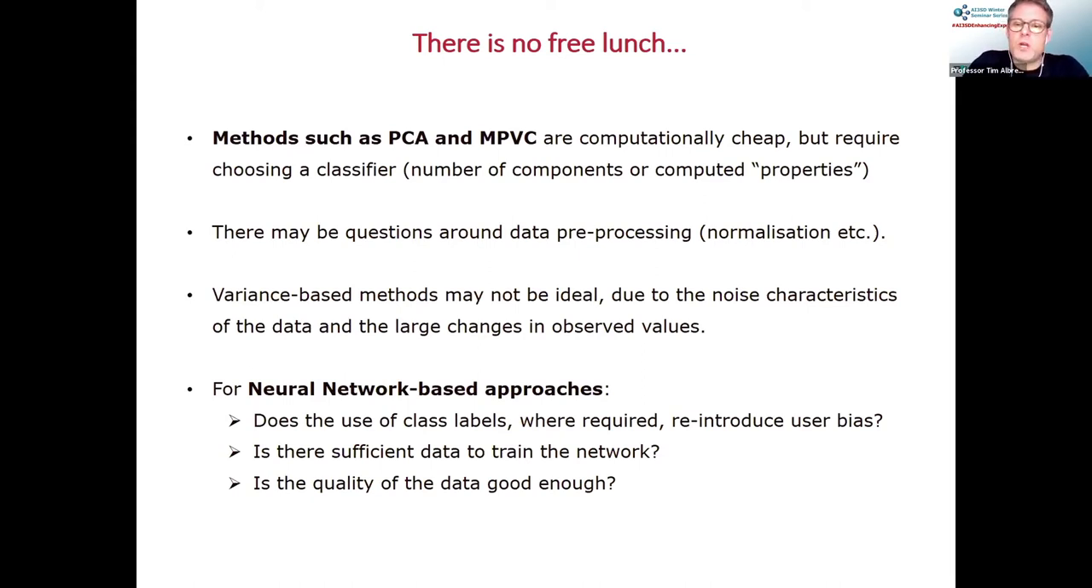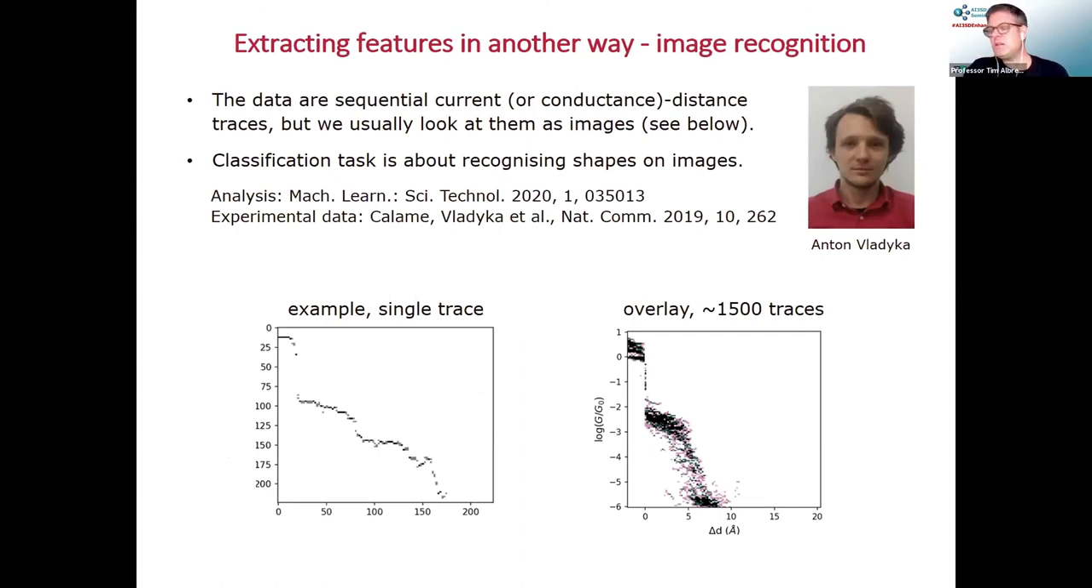Okay. And what I'm going to talk about now is essentially an idea that a former coworker of mine, Anton Vladika, developed. And it's basically around using image recognition. Because normally we think of our data in a sequential way, either current or conductance distance data. But when we look at them, we actually look at images. This is a single example trace, on a logarithmic scale in the original data set. And then this is a distance scale, and this is what a single trace looks like.